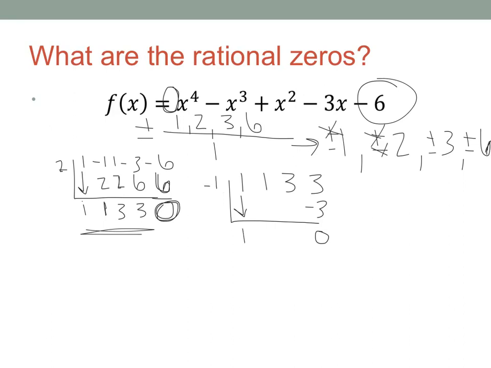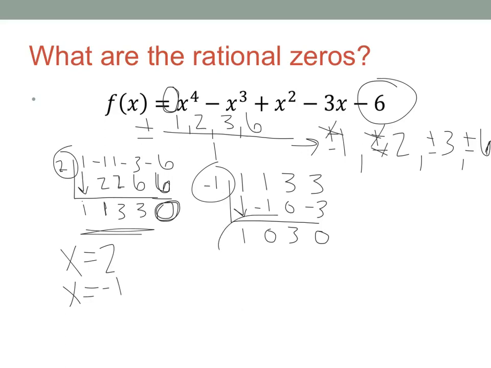Let's try -1. So we get 1, -1, 0, and then 0, 3. Hey, that one works. Now I have 2 zeros. So I know that x equals 2 and x equals -1 are 2 of my zeros.